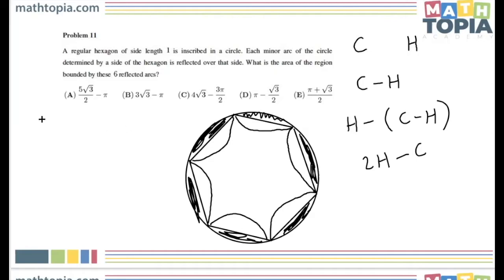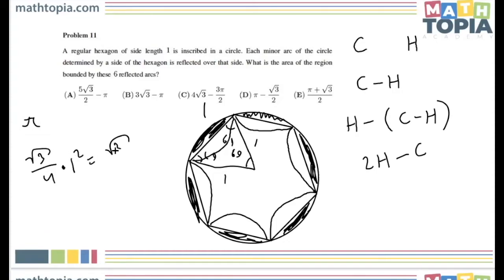So for the area of the circle, because the side length is 1, and by simple 60-degree angles, this is a 60, 60, 60 because it's an equilateral triangle. So the radius is just going to be 1. So the area of the circle is pi, and the area of this triangle here is root 3 over 4 times 1 squared, which is just root 3 over 4. Then we can multiply by 6 to get the area of the hexagon in full. And the area of the hexagon in full is 3 root 3 over 2, right?